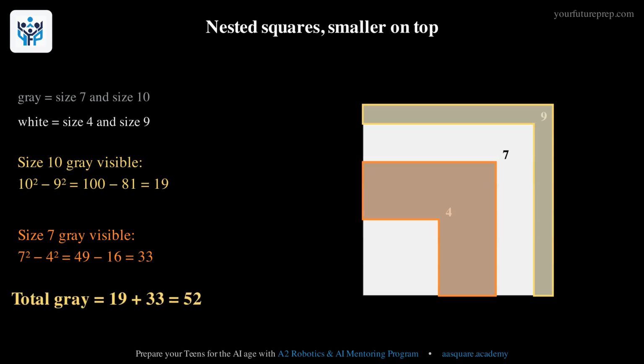Adding the 2 visible gray pieces gives 19 plus 33, which is 52 square units. So the answer is 52.